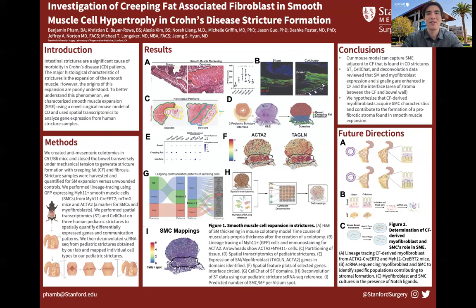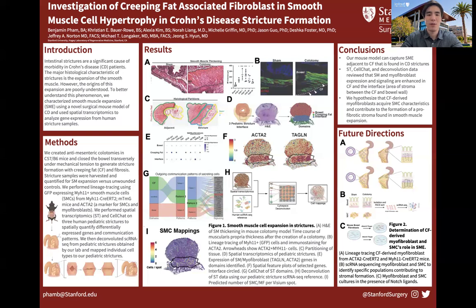Crohn's disease is an inflammatory bowel disease, which is often complicated by the formation of strictures. This scarring leads to the narrowing of the bowel lumen and often requires surgery. One characteristic of these strictures is the expansion of the muscularis propria. However, the cause of this smooth muscle expansion is poorly understood.